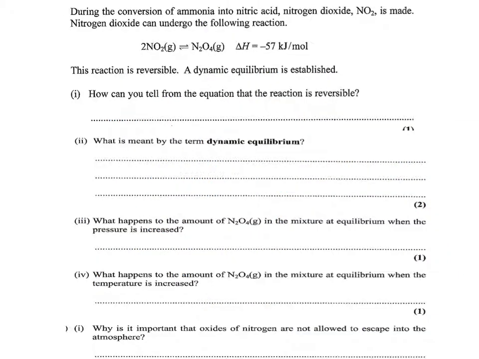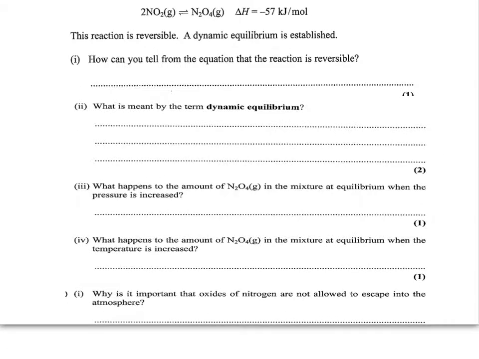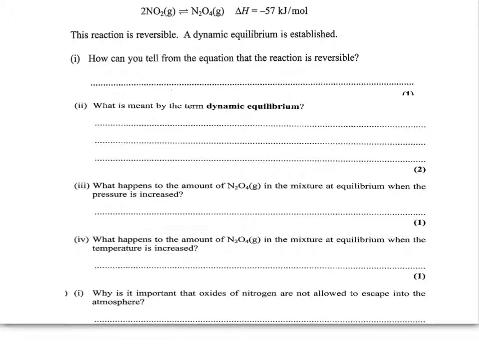Okay, another question on reversible reactions. This time, again, using a reaction you may not have seen, where we convert nitrogen dioxide into N2O4. And I'm just, again, going to move it up so there's a bit more space to write. So, how can you tell from the equation this reaction is reversible? Well, we've clearly got a reversible reaction sign there, and it's been stated that we have a dynamic equilibrium.